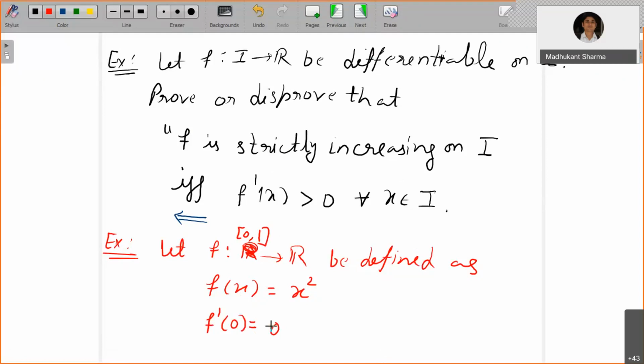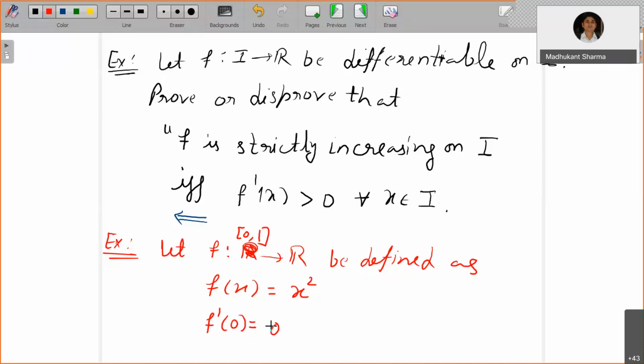Okay, so it is not strictly greater than 0. So still follow the greater than or equal to 0. This function is strictly increasing on I, but f dash of 0 is 0. So this is a counterexample to disprove the fact that f is strictly increasing on I, then f dash of x is strictly greater than 0.